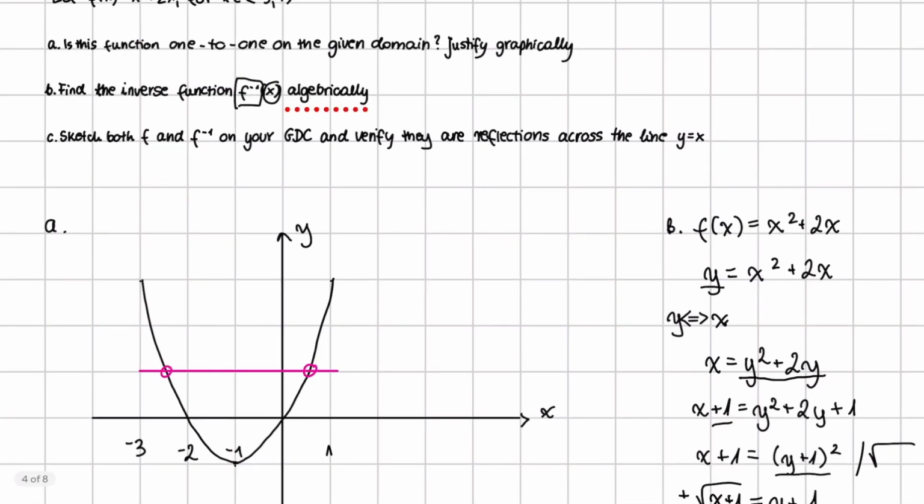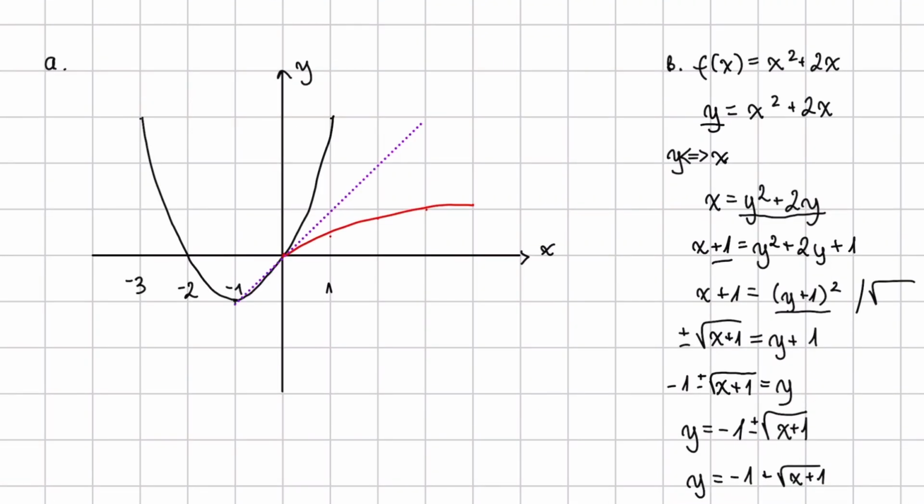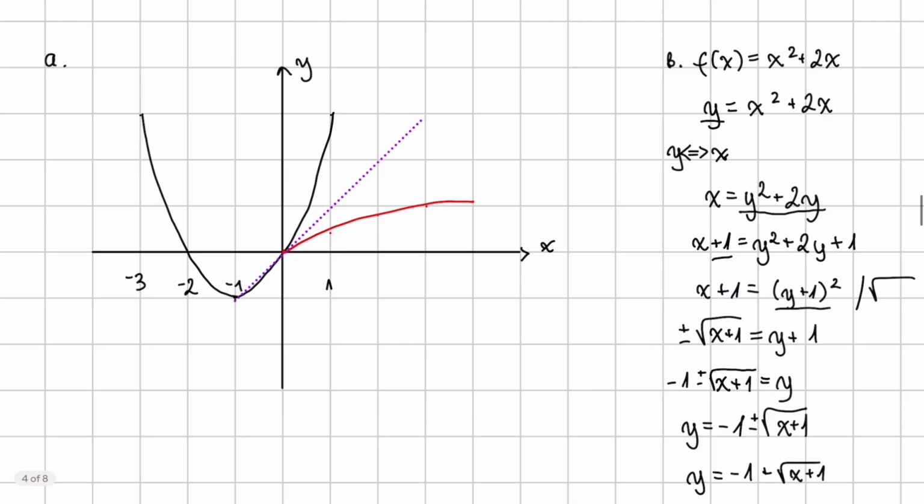And C, sketch both f and inverse function of f on your GDC and verify that they are reflections across the line y equals x. So the red line is our inverse function. Our dotted purple is our line y equals x. So we can observe that they are symmetric about this line, and here we cannot draw our inverse function because our domain doesn't allow us to do so.